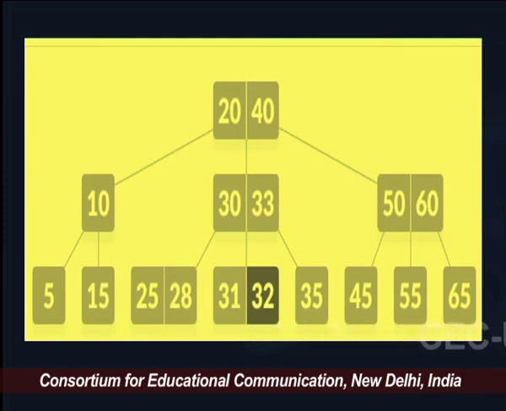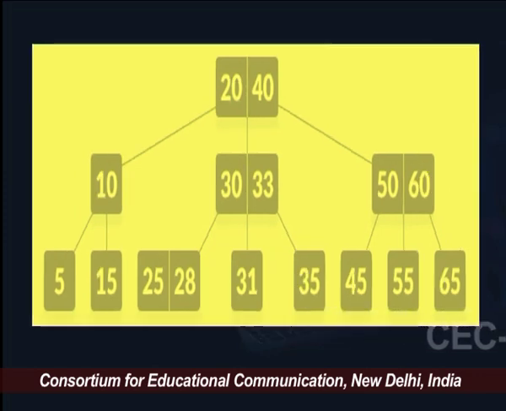It is not triggering any underflow condition, and everything will remain balanced even after deletion of this element 32. So 32 was present just on the right of 31 and we have deleted it, and the tree is in a balanced situation and we are fine with that. So that was the simplest case.